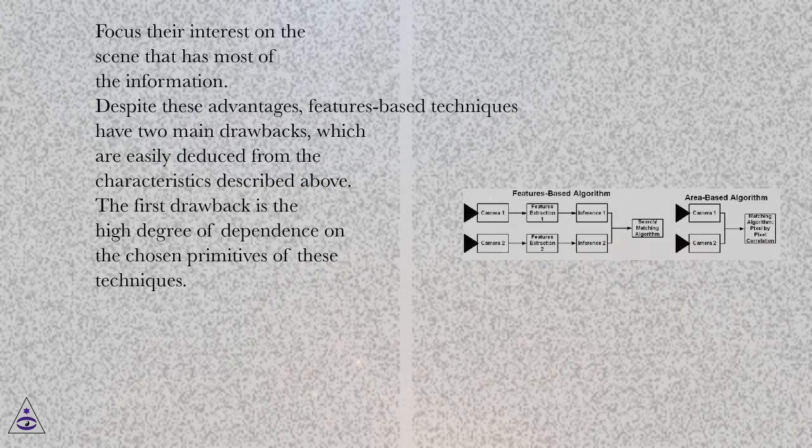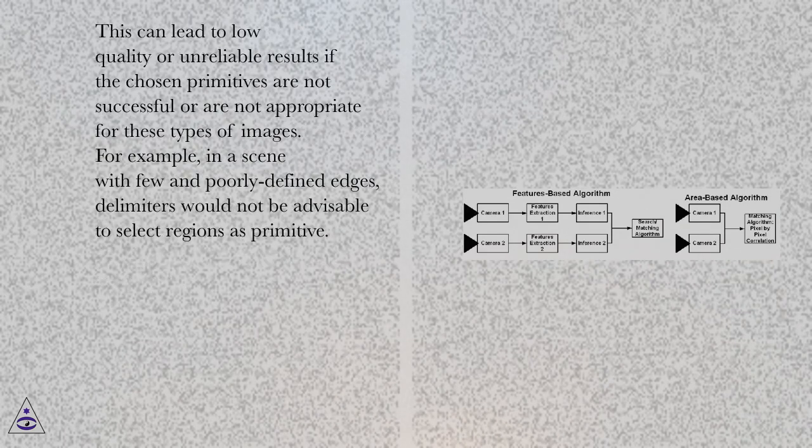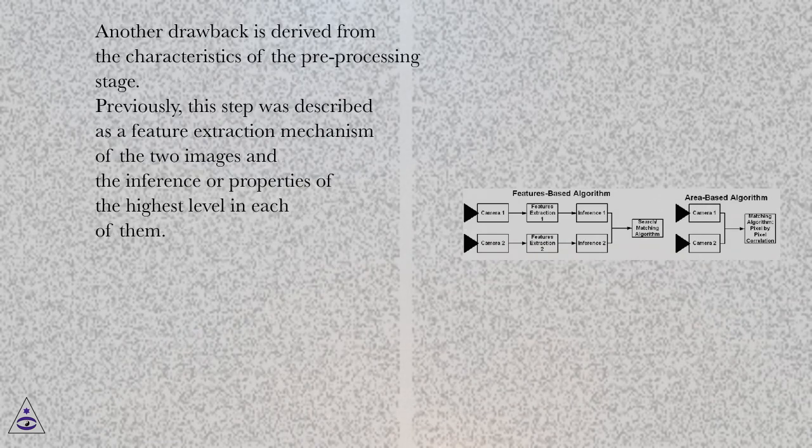Despite these advantages, features-based techniques have two main drawbacks, which are easily deduced from the characteristics described above. The first drawback is the high degree of dependence on the chosen primitives of these techniques. This can lead to low quality or unreliable results if the chosen primitives are not successful or are not appropriate for these types of images. For example, in a scene with few and poorly defined edges, it would not be advisable to select regions as primitive. Another drawback is derived from the characteristics of the preprocessing stage.